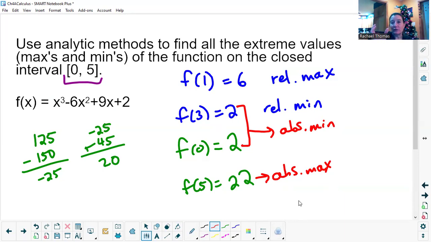Adding the closed interval to this problem changed it a little bit. I no longer just need to find the critical points, but I need to evaluate f at those critical points and the endpoints and figure out which is highest and lowest.